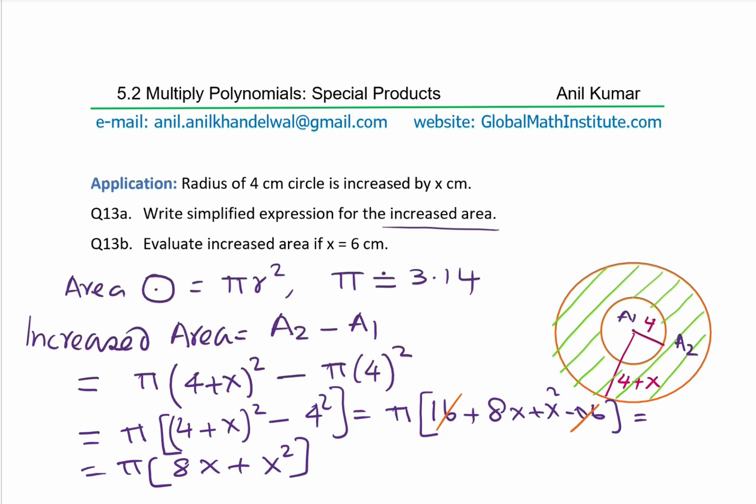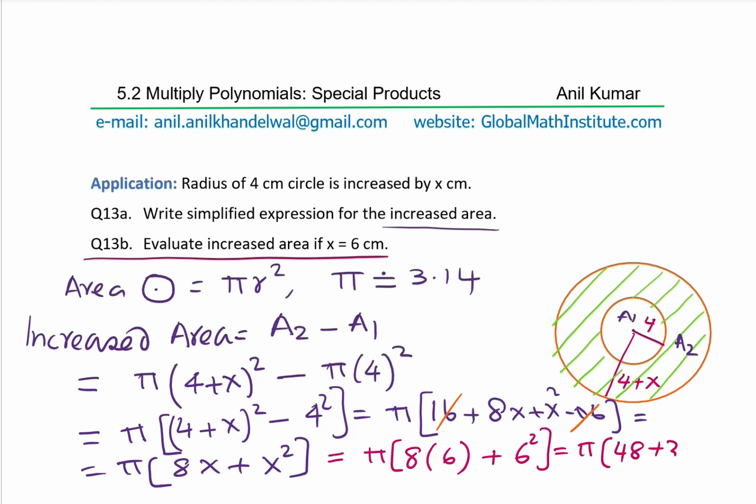Now, part B for us is, let me change the ink for part B, which is evaluate this when x is 6. Since the space is limited, I'll continue from here. Just substitute 6 here. So we get pi, which is 3.14, times 8 times 6 plus 6 square, right? So we get 48 plus 36. That is what we get, and you can add them and multiply by 3.14.